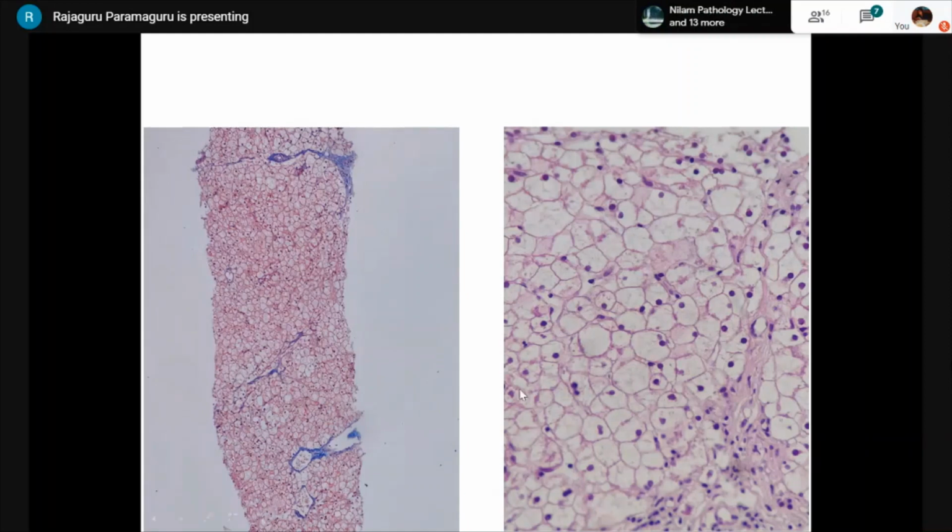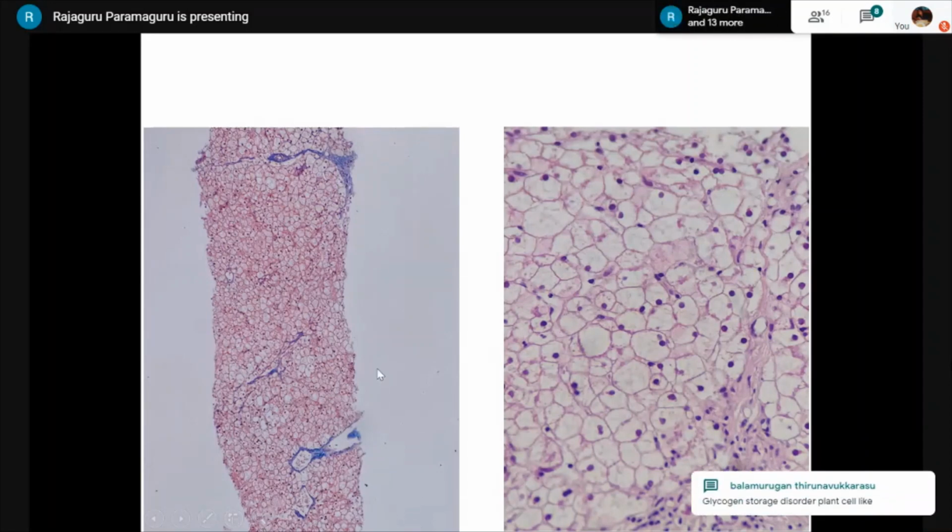This is also a child. So this biopsy, this is a trichrome which I have put in because I don't have a low power image of the H&E, and this is the high power image. So you see these dilated, enlarged hepatocytes here, and trichrome showing mild fibrosis in the portal area, and also in the perivenular area there's some fibrosis.